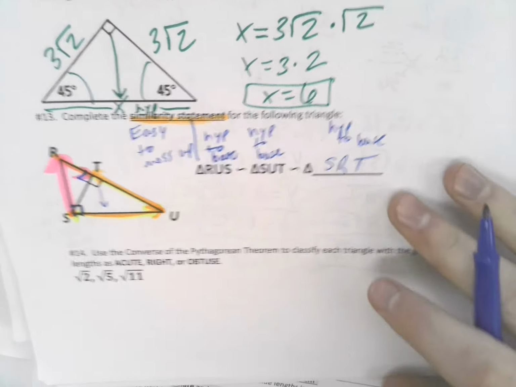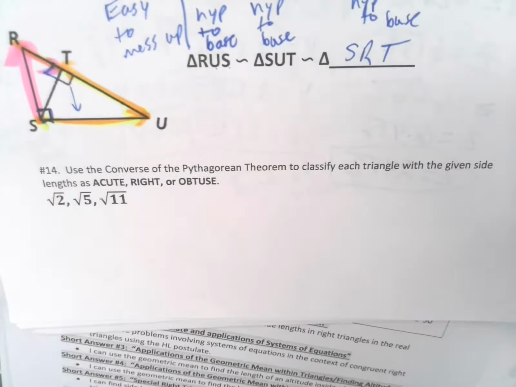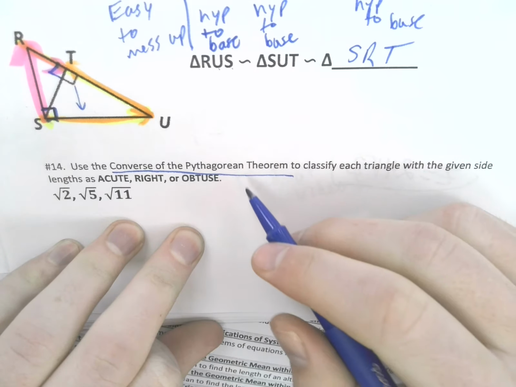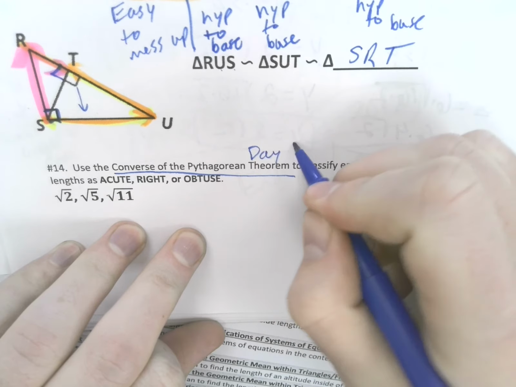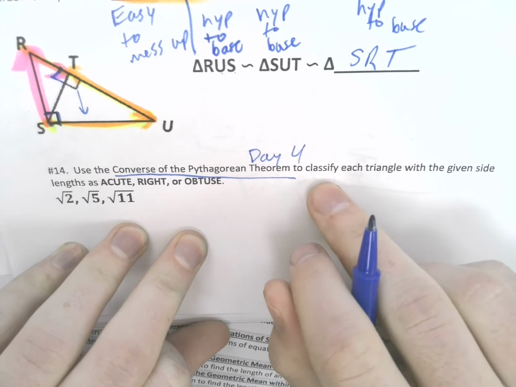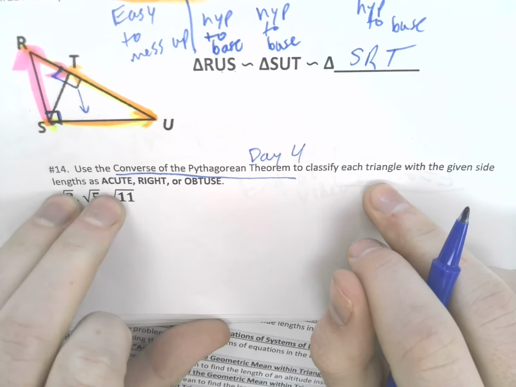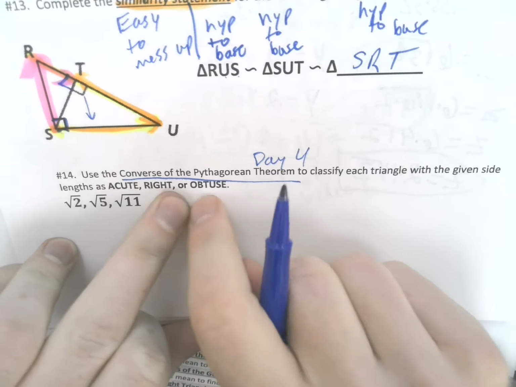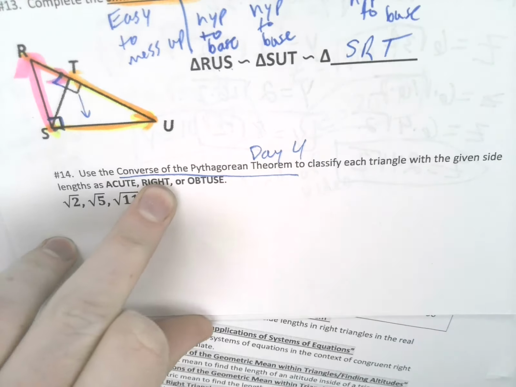And the last thing today, guys, problem number 14. We're going to use the converse of the Pythagorean theorem. You may not remember that. This is a day 4 problem. To classify each triangle with the given lengths, either this whole triangle is going to be acute, right, or obtuse. And if you can't really remember how that goes, let me remind you.